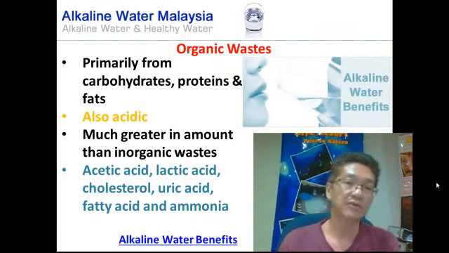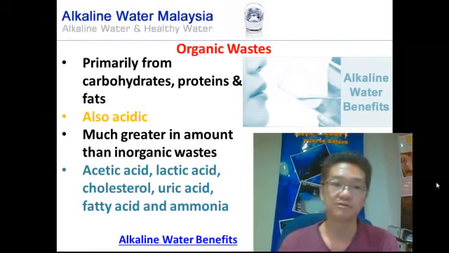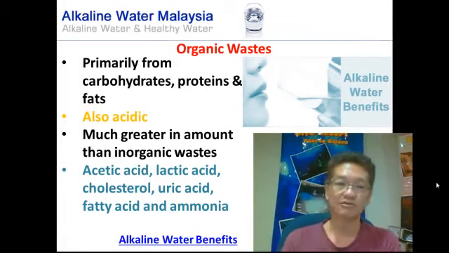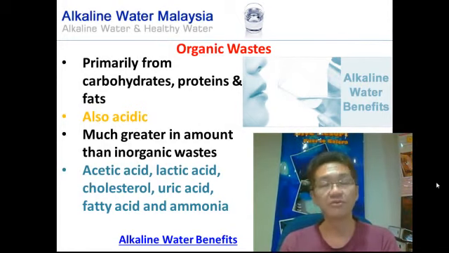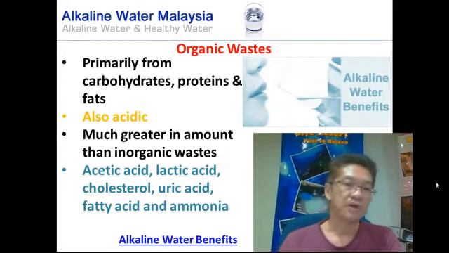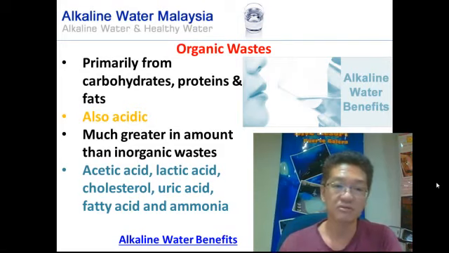Now, we come to the organic waste. These are primarily from carbohydrates, proteins, and fats. In other words, these wastes mainly consist of the four basic elements: carbon, hydrogen, nitrogen, and oxygen. Okay, and these organic wastes are also acidic. In terms of amount, they are much, much greater than the inorganic wastes generated from food. Examples of organic wastes include acetic acid, lactic acid, cholesterol, uric acid, fatty acids, and ammonia.